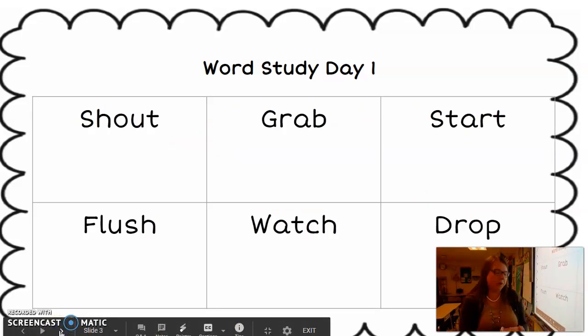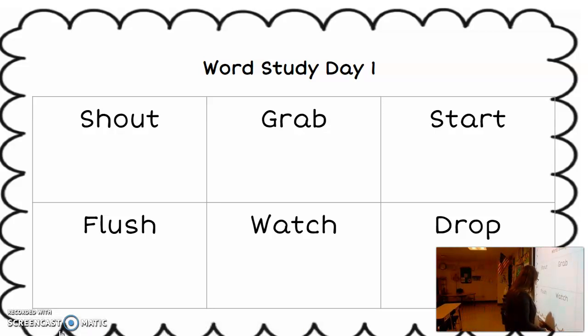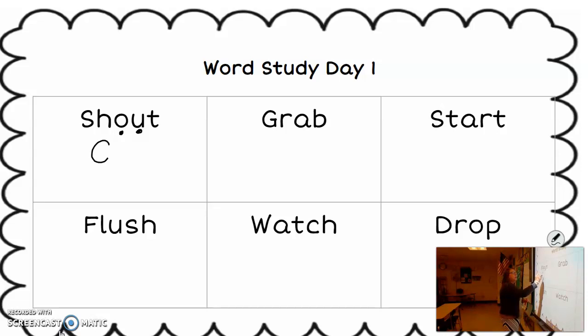The first word is shout. So what do I need to do? I need to mark my vowels. So A, E, I, O, U are the vowels. So I will put a dot underneath O. I will put a dot underneath the U. And I will label my word. S is a consonant. O is a vowel. U is a vowel. And T is a consonant. Very good. So this word will fall into CVVC category.